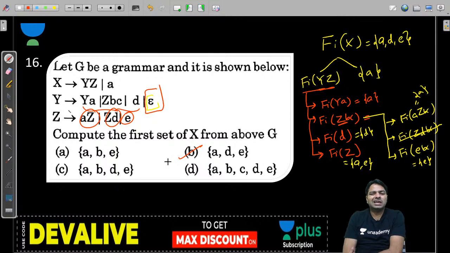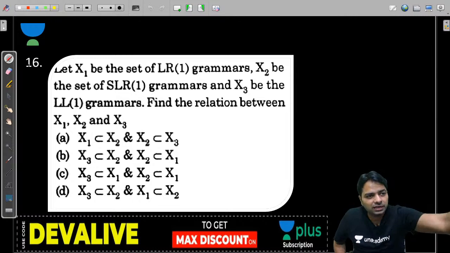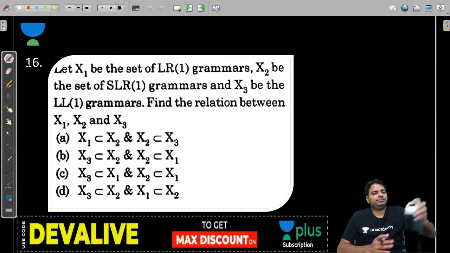And sometimes this kind of calculation takes time. So you should be very quick and observant. You should observe carefully what you are writing. Next, 17. Now this is an easy question. Next. Can you guess what the answer is?